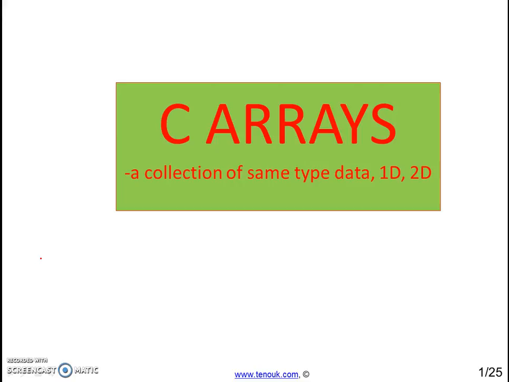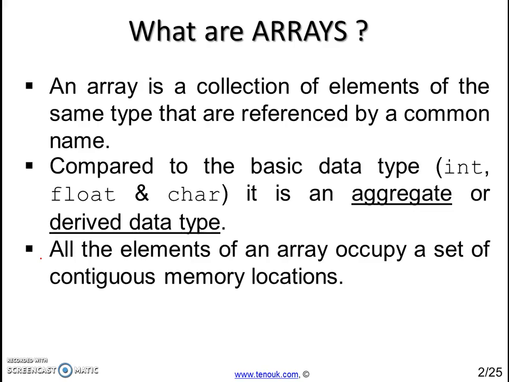language arrays. So now what are these arrays? An array is basically a collection of elements of the same type that are referenced by a common name. See, in C language we have various standard data types like integer, float and character. But we can say this array is a user-defined data type. It is different from these standard data types. All the elements of an array occupy a set of contiguous memory locations.